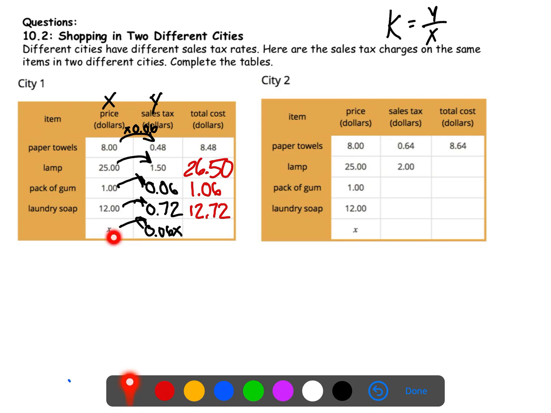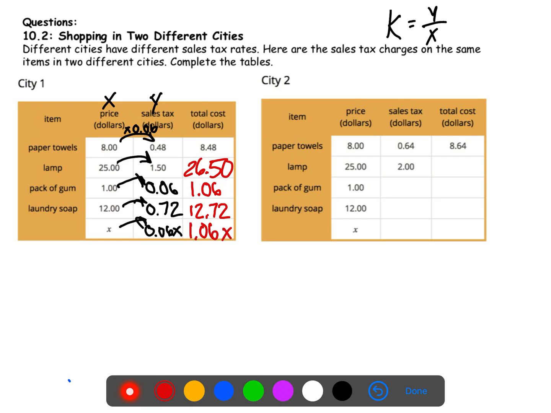Now, we could take x and add it to the 0.06x that we have here with our constant of proportionality. We could add those two together to get the total cost. We can also combine them because here we have 1x and here we have 6/100ths of an x. That combined is 1 and 6/100ths x, if we just smash it all together.